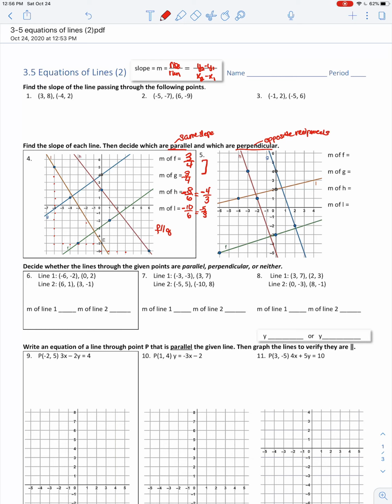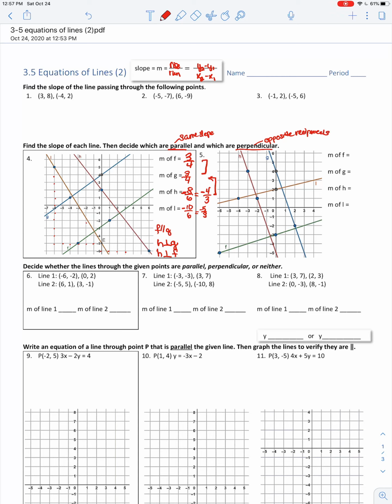And then we notice that -4/3 and 3/4 are opposite reciprocals. So H and G are perpendicular. And because -4/3 and the slope of F are also negative reciprocals, or opposite reciprocals, then H is also going to be perpendicular to line F. So knowing what you know, you should be able to do number 5.